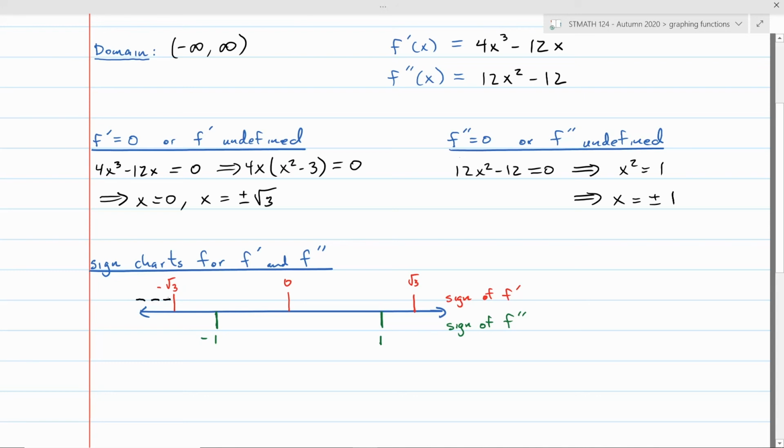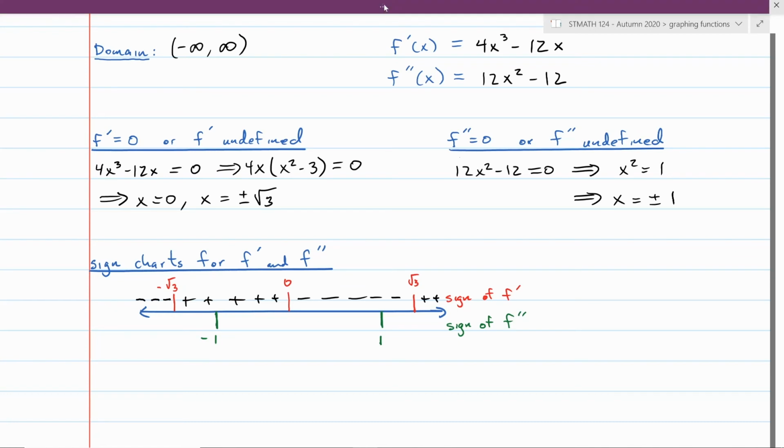And then we could plug negative 1 into the first derivative to test the next interval. So you plug negative 1 into the first derivative, you'll get negative 4 and then plus 12, so that's positive. And then let's plug positive 1 into the first derivative to check the next interval after that. And you'd get 4 minus 12, so that's negative. And then you'll get a positive on the next interval by plugging in some big value, because x cubed is dominant.